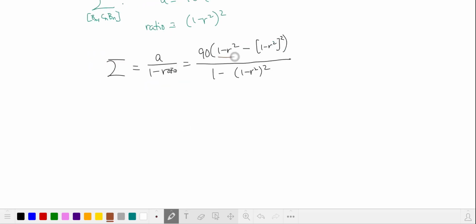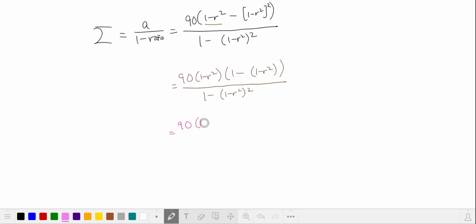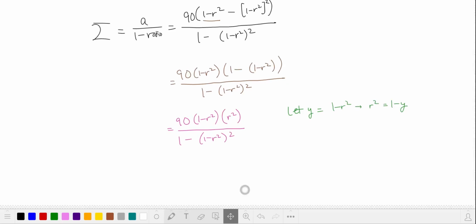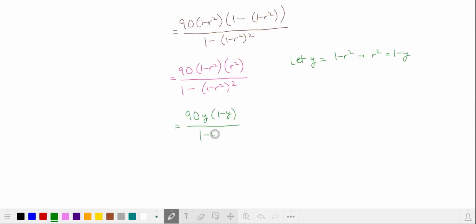I'll factor out 1 minus R squared from these two terms inside the parentheses and combine like terms. It'll be easier to see how we can cancel out some more factors if we let Y be equal to 1 minus R squared. And so R squared is 1 minus Y, and we'll make that substitution here. And then in the denominator, it's easier to see that we have a difference of squares factorization. So we can cancel out 1 minus Y in our numerator and denominator. And then I'll go ahead and substitute back in 1 minus R squared for Y.